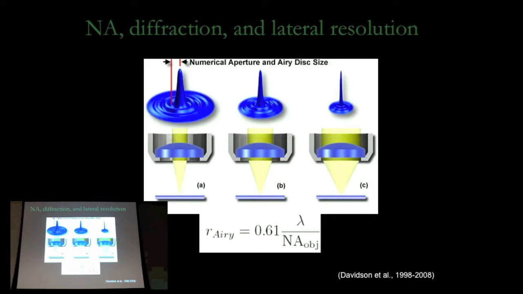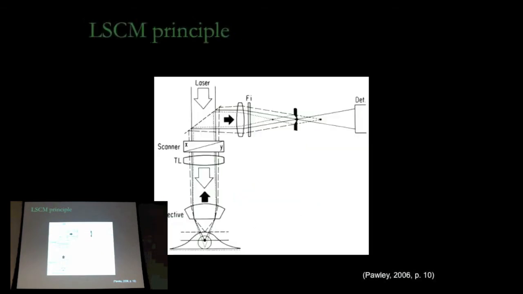And this diagram is a little bit deceptive in that obviously it's actually the same objective illustrated across. What's changing here is the cone of light that they put through, the cone of light that's going into the back of the objective, not the other way around. The principle of a laser scanning confocal is illustrated here.